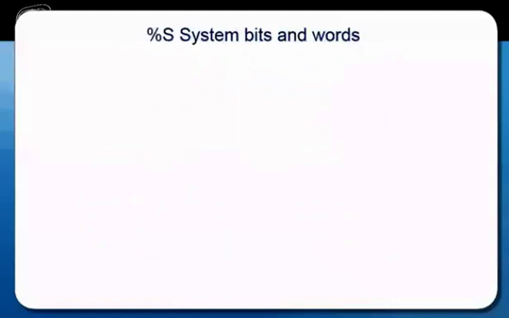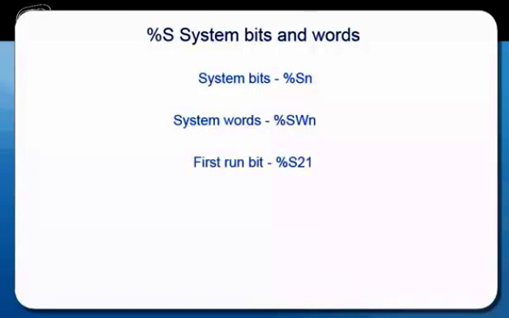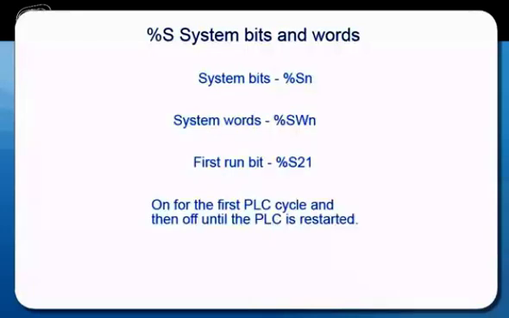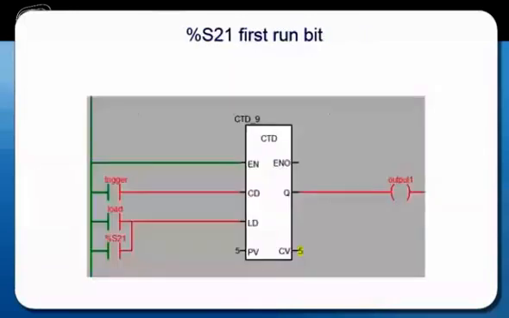The PLC contains system bits and words that indicate the state of the PLC. They will have a prefix of %S followed by a number for bits and %SW followed by a number for words. You can refer to the help for more detail on what is available. One that we will look at is the first run bit, %S21. When the PLC runs for the first time, this bit is set on and thereafter is set to off.